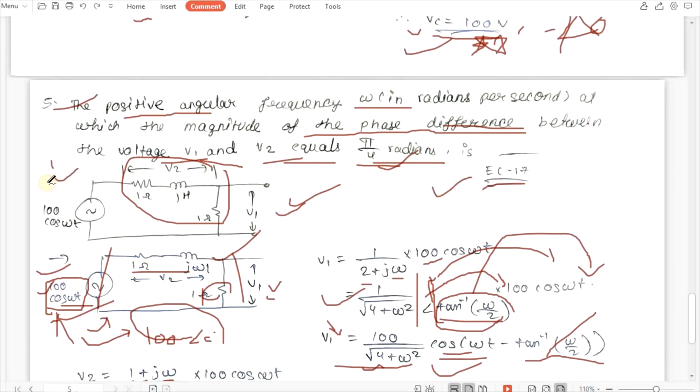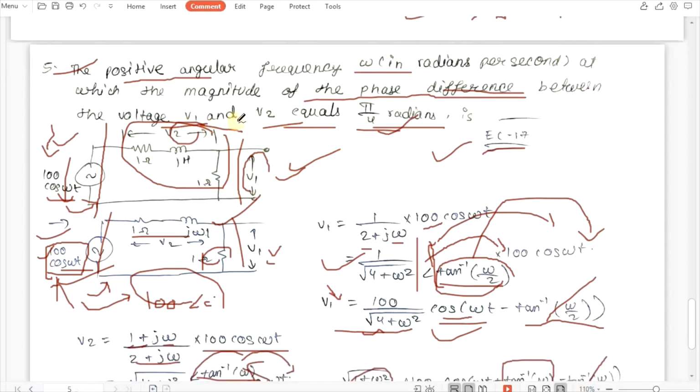Once again, let us see this question. Here the input was cos omega t, basically the sinusoidal form. So we have used our sinusoidal steady state analysis steps. The first step was not to touch this. Then we converted all the elements into reactance form. Then we calculated v1 and v2.